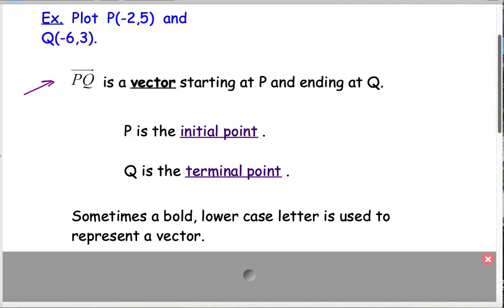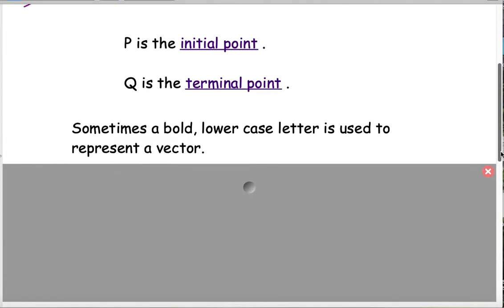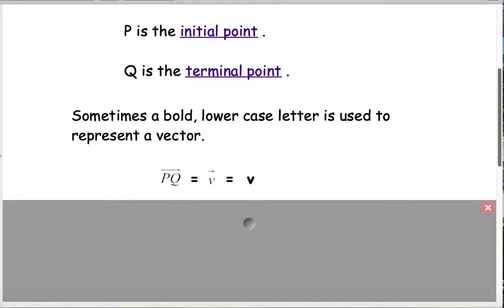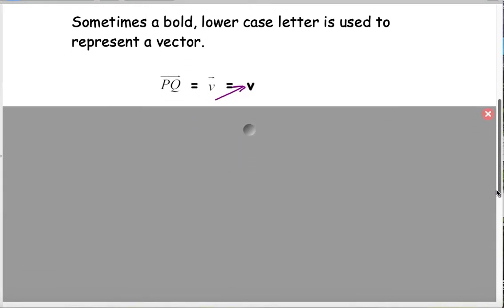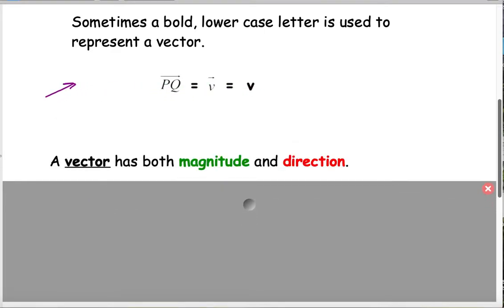Sometimes, instead of representing it with the initial point and the terminal point and the arrow above it, we'll represent it a different way, and we'll use a lowercase letter. In some texts you'll see it with a lowercase letter and an arrow above it, or just simply a bold lowercase letter. So all of these represent a vector. Now a vector has 2 numbers associated with it. It has a magnitude and it has a direction.